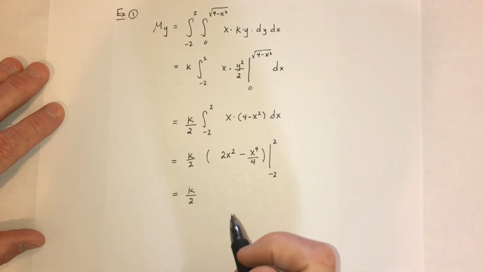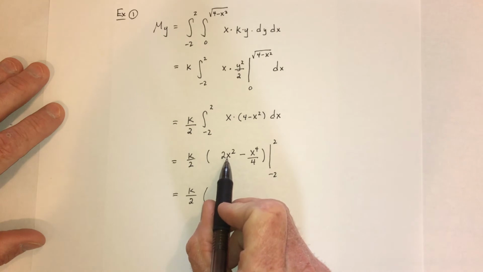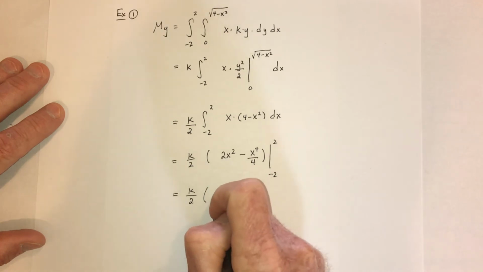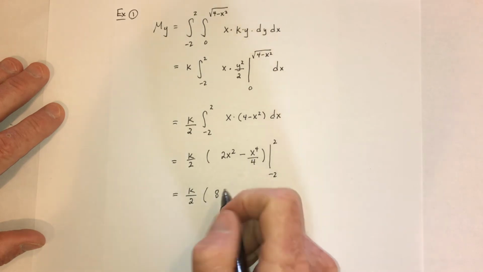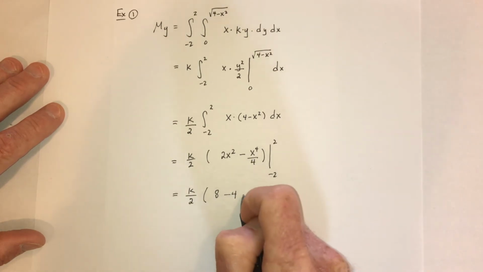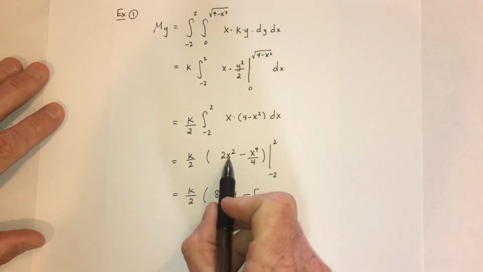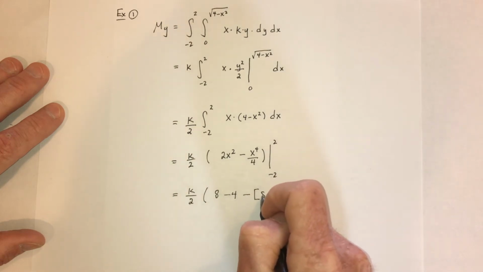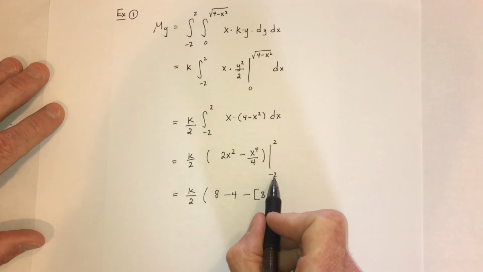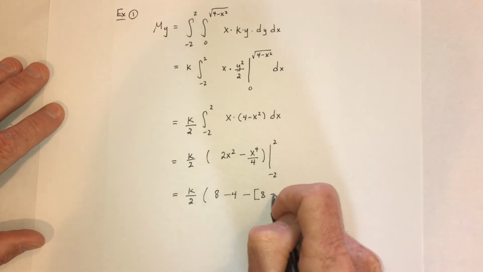Let's see, so the k over 2 is factored out. When you substitute a 2, that's going to be squared as 4, times 2 is 8. And then 2 to the 4th is 16 divided by 4, so that's a 4. And then minus, when you substitute the negative 2, it's going to get squared, become positive 4, times 2 is 8. And then when you take a negative 2 and raise it to the 4th, it's also going to be a positive 16 over 4. So then it's going to say minus 4.